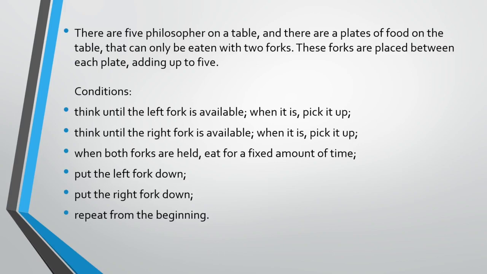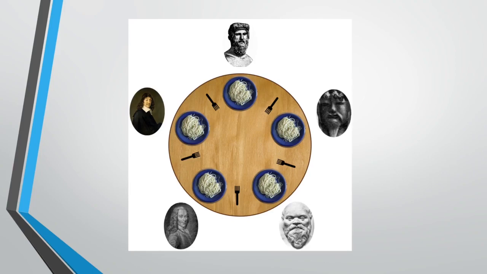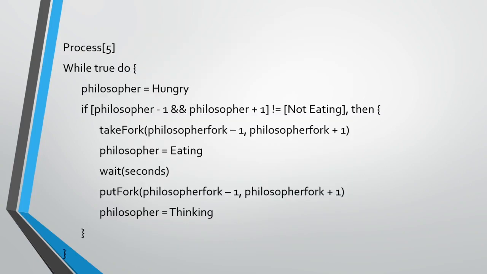Now, for this problem, we'll do a visual model. It would look like this. We have the 5 philosophers, the 5 food, 5 plates, and the 5 forks. Now, to solve this problem, we're going to first do a pseudocode to outline what we should do for this code.